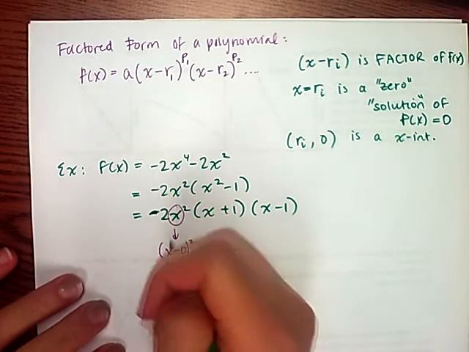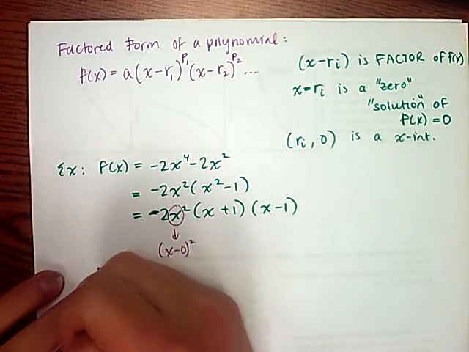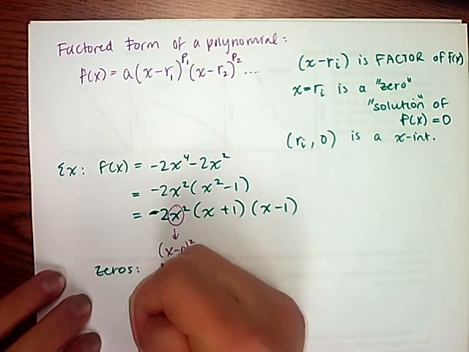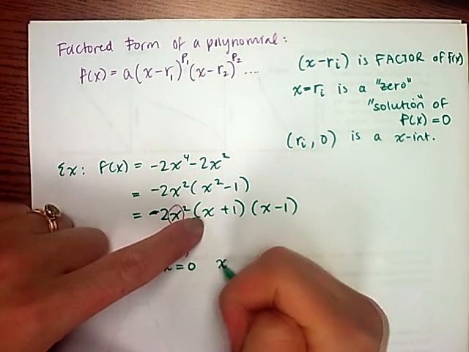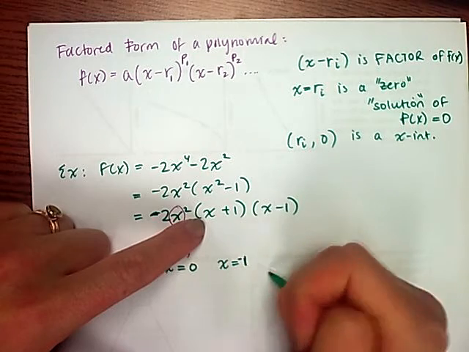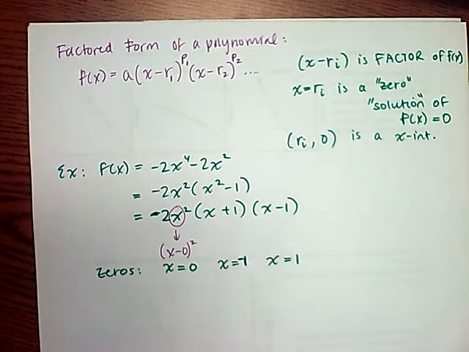So what are my zeros? My zeros would be x equals 0. And then from x plus 1, if I set that equal to 0, I get x equals negative 1. And then from here, I would get x equals positive 1. Okay? And this is all going to become important when I go to try to graph the function.